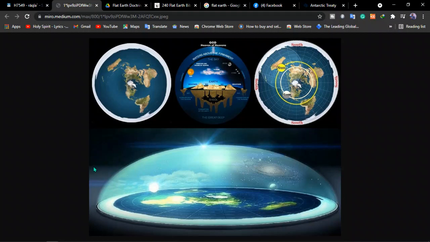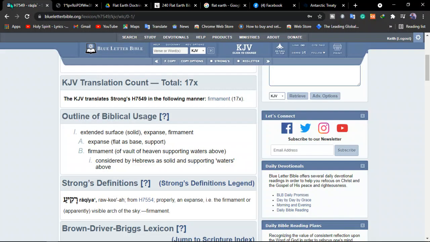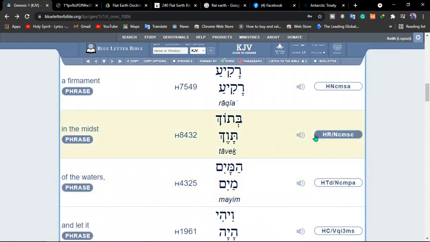Because when God created the heaven and the earth, there was nothing. It was void. It was just all water all through. And then God started separating things. The first thing that is done is making this space inside. All right? Considered by Hebrews as solid and supporting waters above the firmament. Making some sense? Okay. Let's go on.